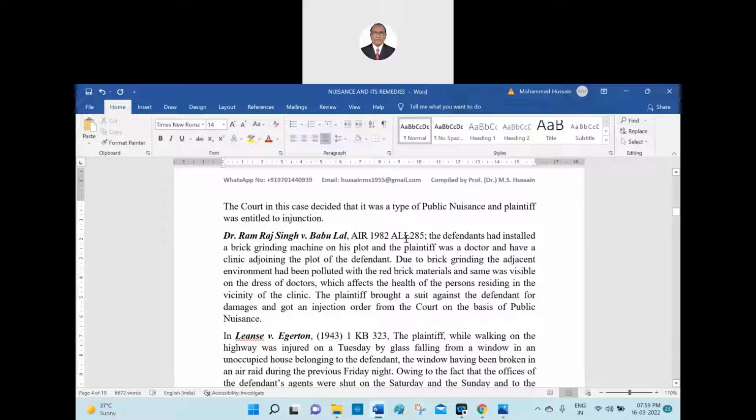So AIR doesn't need the square bracket. Other SCC needs the circular bracket. 1982 should be in the square brackets, no, sir. All England Report should be in the square bracket. King's Bench should be in the square bracket. Times Law Reports in the square bracket. Appeal Cases should be in the square bracket. But the Allahabad, ALL, is not in the square bracket, not the circular bracket. Allahabad 285. So that is the way of writing.